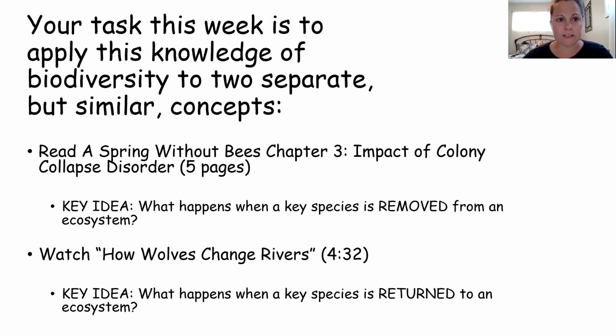All right, so what do you have to do this week? I want you to apply your knowledge of biodiversity to two separate but similar concepts. The first thing that you're going to do is read chapter 3 of A Spring Without Bees, called The Impact of Colony Collapse Disorder. It's only 5 pages long, so it won't take you too long to read through.